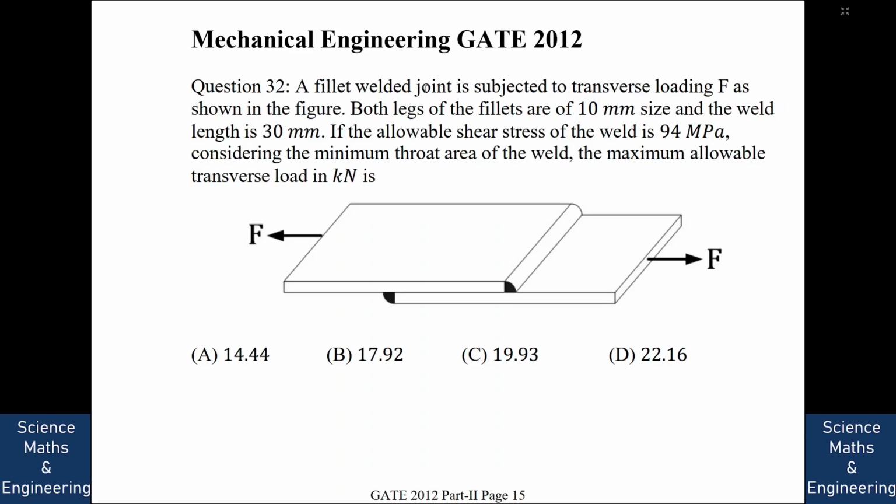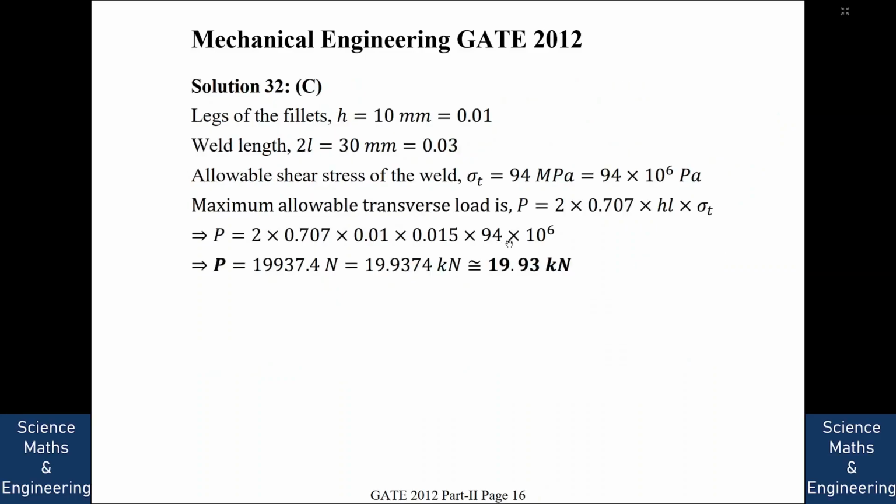A fillet welded joint is subjected to transverse loading F as shown in the figure. Both legs of the fillet are of 10 mm size and the weld size is 30 mm. If the allowable shear stress of the weld is 94 megapascal, considering the minimum throat area of the weld, the maximum allowable transverse force in kilonewton is? So this is a fillet welded joint. Let us see the answer.